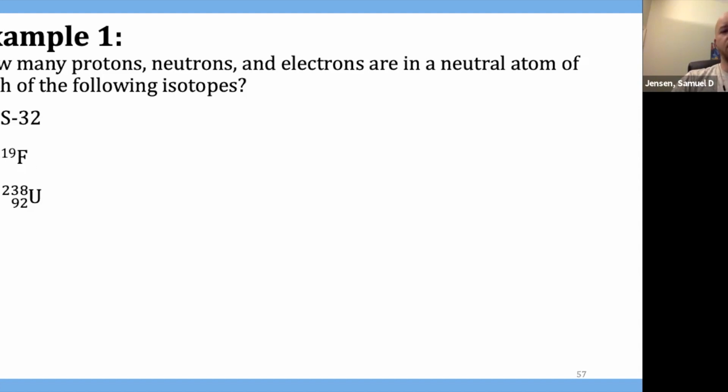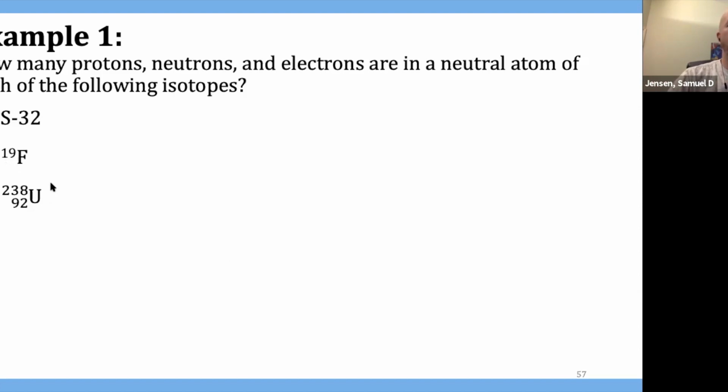This is similar to B, where here we have fluorine 19. The bottom number is missing because it's always the same. It is the number of protons that the element has. Since that number doesn't change, at some point we stop mentioning it.